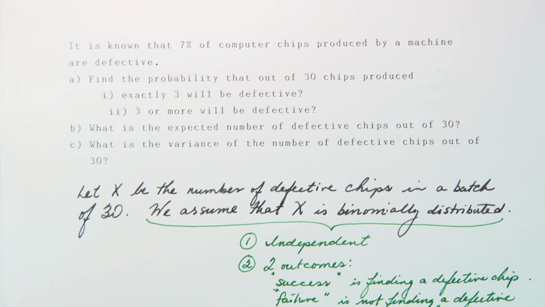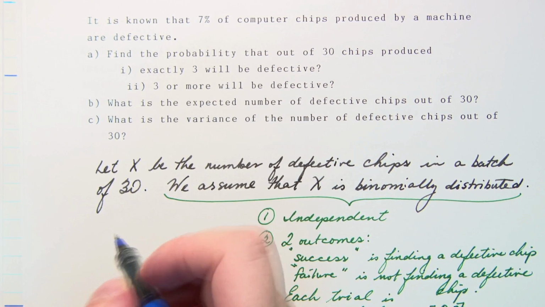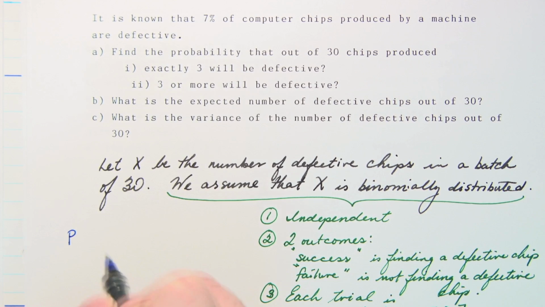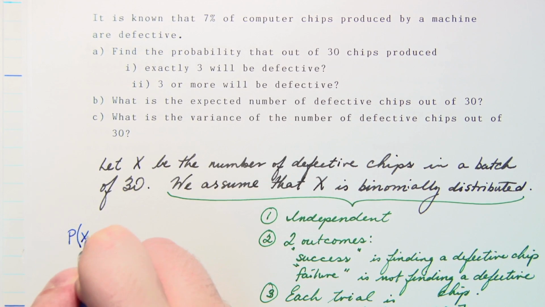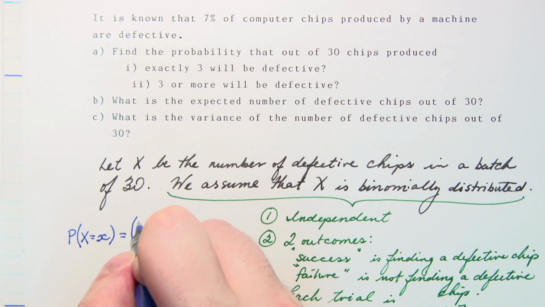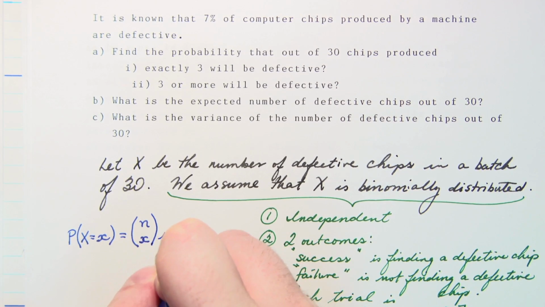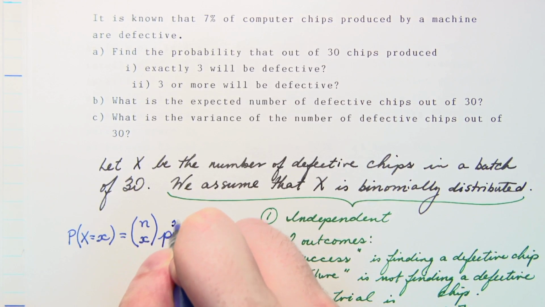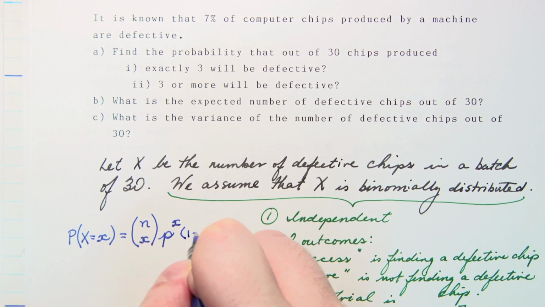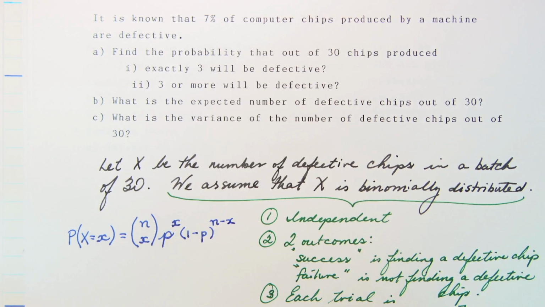So remember that if we're following a binomial probability distribution, the probability that x equals little x, or the value of x, is equal to, we have n trials, and we're going to choose x of them, multiplied by the probability of success to the exponent x, and then multiplied by the probability of failure to the exponent n minus x.